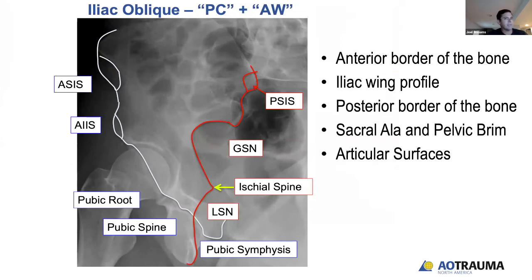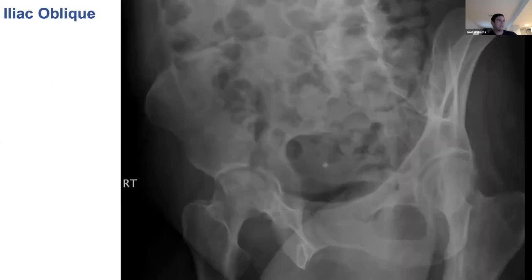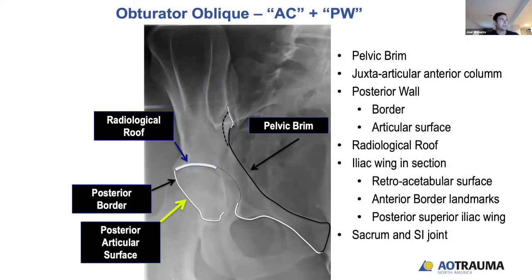Starting at the top left and working our way around counterclockwise, you can see the superior spine, inferior spine, the pubic root and spine. If you look way down at the bottom, you can see the symphysis. And then starting at the bottom red square, you can see the lesser sciatic notch, the ischial spine, the greater notch, and the posterior superior iliac spine. This is an example of somebody with an anterior column fracture visualized on the iliac oblique. The area in blue is the displaced articular segment, and the area in red is the intact articular segment.